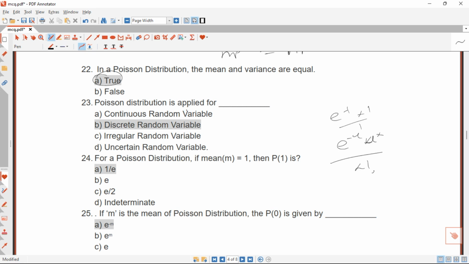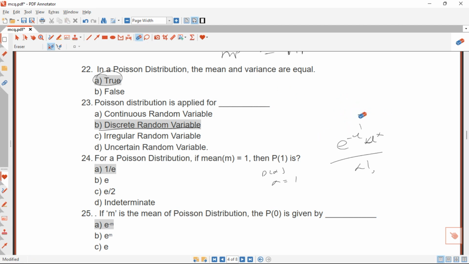Then, the Poisson distribution is applied for what? We have three forms of random variable; we have continuous and then discrete cases. So it's usually applied for discrete random variables. And then for a Poisson distribution, if our mean is equal to 1 and we want the probability of x equal to 1, let me clean it and let's solve this question nicely.